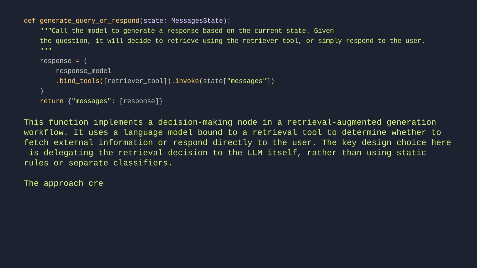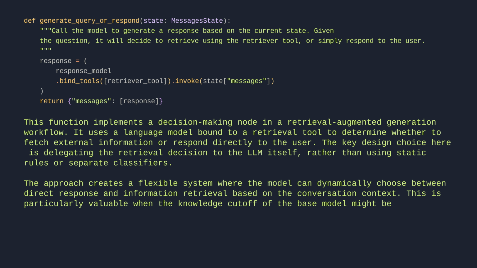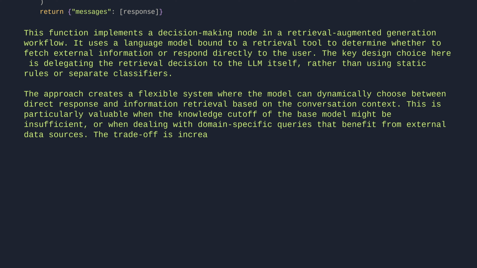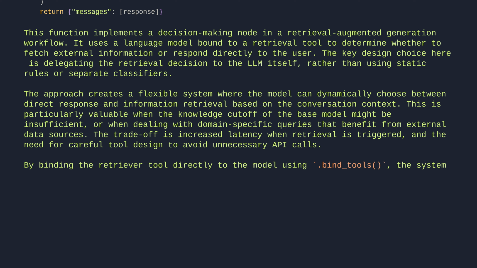The approach creates a flexible system where the model can dynamically choose between direct response and information retrieval based on the conversation context. This is particularly valuable when the knowledge cutoff of the base model might be insufficient, or when dealing with domain-specific queries that benefit from external data sources. The trade-off is increased latency when retrieval is triggered, and the need for careful tool design to avoid unnecessary API calls. By binding the retriever tool directly to the model using bind_tools, the system maintains a clean separation between decision logic and tool execution.